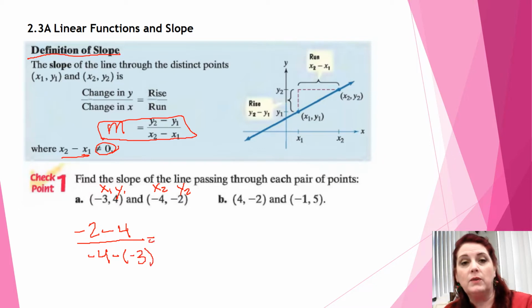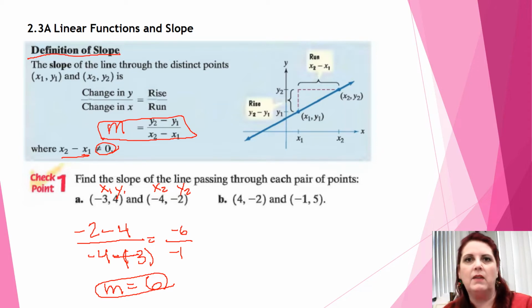We have negative 2 minus 4, which is negative 6, and negative 4 minus a negative 3, which is the same thing as saying plus 3, so that's going to be negative 1. A negative divided by a negative is a positive, so our slope is going to be a positive 6, as we simplify 6 over 1. Why don't you go ahead and pause the video and see if you can work out B, and then turn it back on and see how you did.